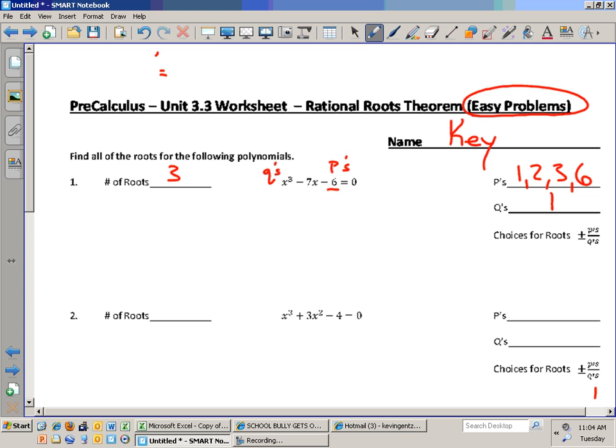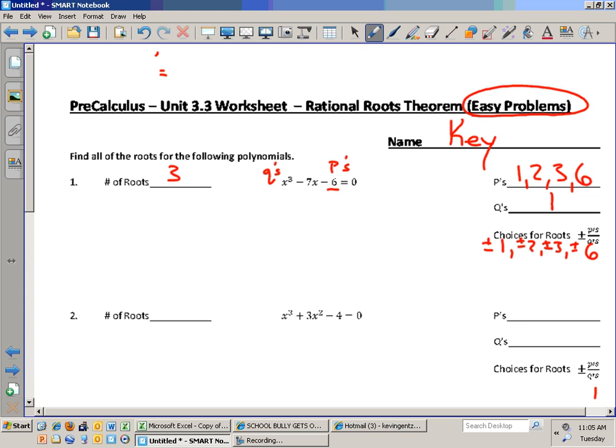What's 1 divided by 1? And we write it as plus or minus. It could be positive or negative for all we know. And then plus or minus 2, plus or minus 3, and plus or minus 6. So we have 4 solutions, I'm sorry, 8 possible choices there to choose from. And that's what they are. They are possible solutions. If one of these numbers is a root or a solution to the polynomial, if we plug it in, what should we get? What value should we get if we plug it in? 0. That's what it means to be a solution or a root.